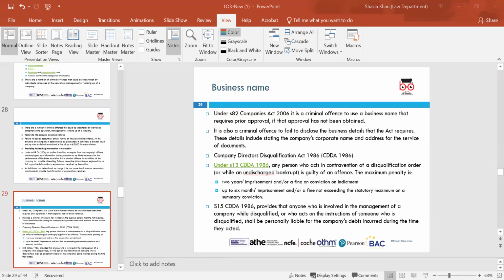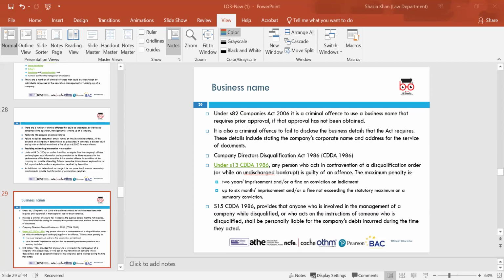The next one to look at is the business's company name. From 4th of March 2024, the registrar is given new powers to require a company to change its name where the name has been used to facilitate offences involving dishonesty or deception, or the name has been wrongfully registered. So it's quite a recent thing, but under the Companies Act, it's a criminal offence to use a name that requires prior approval if the approval has not been obtained.